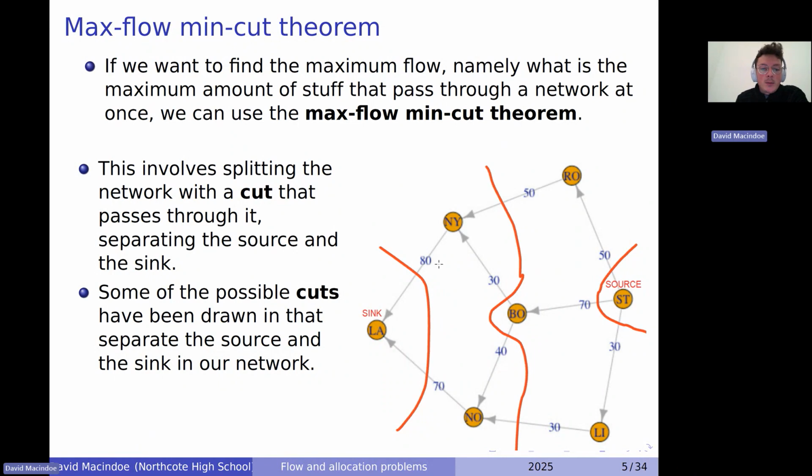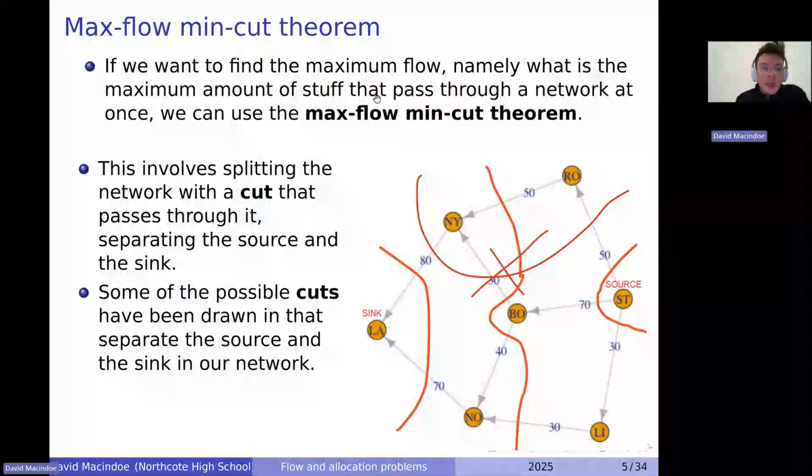For a cut to count in our network, it has to fully separate out the source and the sink and go all the way through our network. So all of these are valid cuts. But for example, if I just did a little cut like this, that is not okay, because it doesn't separate the source and the sink, so that one wouldn't count.